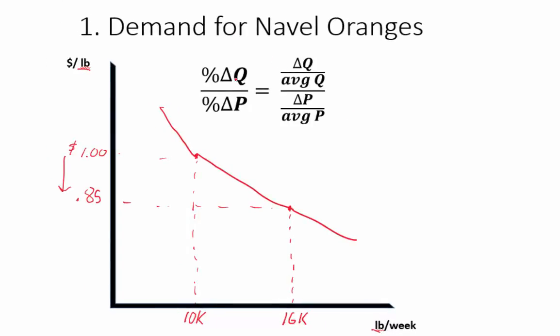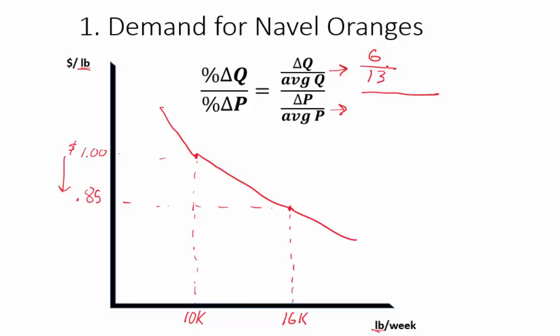Now let's bring in our equation, percent delta Q over percent delta P, and remember, using the midpoint formula, it's delta Q over average Q divided by delta P over average P. So it's simply a matter of plug and chug now. Our delta Q is 6. Our average Q is just the midpoint between 10 and 16, or 10 plus 16 divided by 2. It's going to be 13.